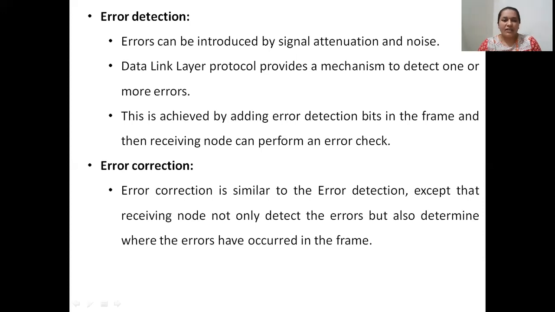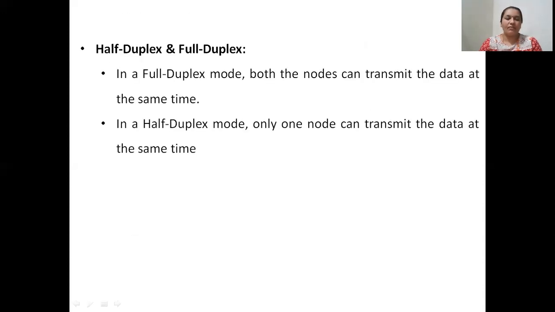Error correction is yet another function of the data link layer. It's an extension of error detection. Similar to error detection, error correction not only provides facility for detecting errors, it also provides a way in which the position where the error has occurred can be identified and corrective measures can be taken.